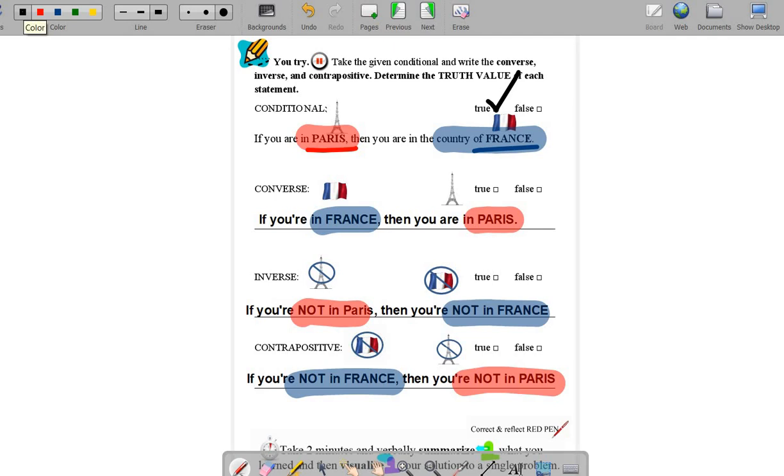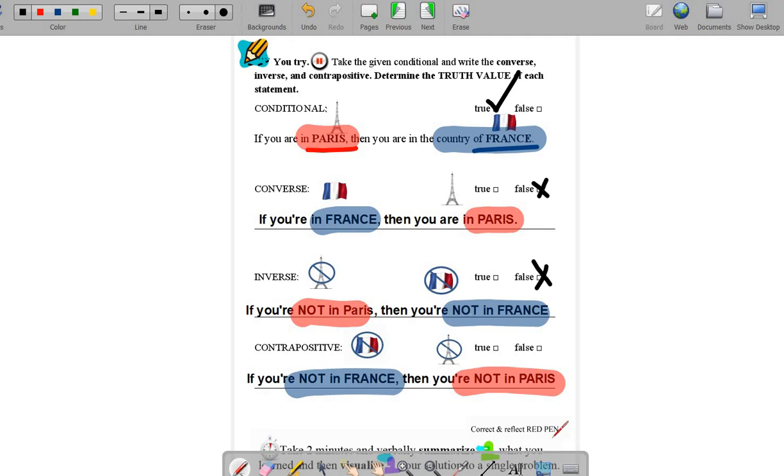Let's take a look. The converse reads, if you're in France, then you're in Paris. That's a false statement. You could be in another city in France. You can be in Marseille. Okay, the inverse. If you're not in Paris, then you're not in France. That's also a false statement. I could be, again, in another city in France other than Paris.